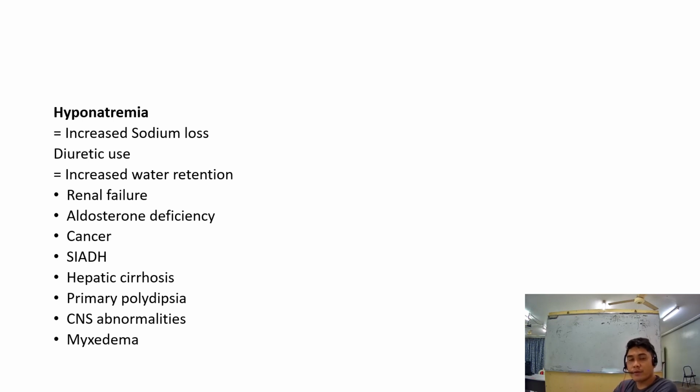Another, you have CNS abnormalities, then myxedema. Myxedema is a type of problem with the thyroid. So there is hypothyroidism, so there is low cardiac output. And that low cardiac output will result in kidney problems. So if you have kidney problems, you'll experience edema, then your body will try to compensate by producing more ADH, and after that, there's dilution in sodium concentration.